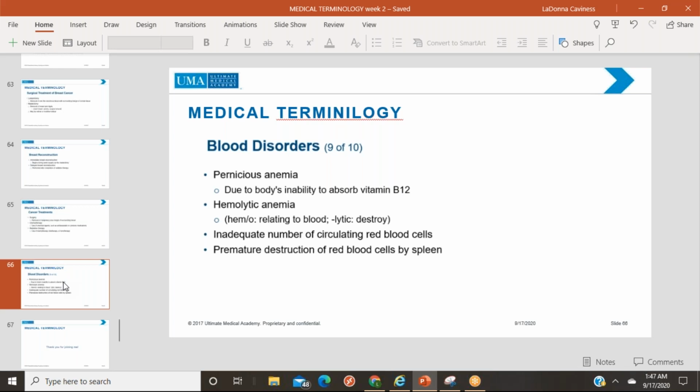Pernicious anemia, due to the body's inability to absorb vitamin B12. These are blood disorders. Hemolytic anemia: hemo means related to the blood, and lytic means to destroy. Inadequate number of circulating red blood cells. Premature destruction of red blood cells by the spleen.